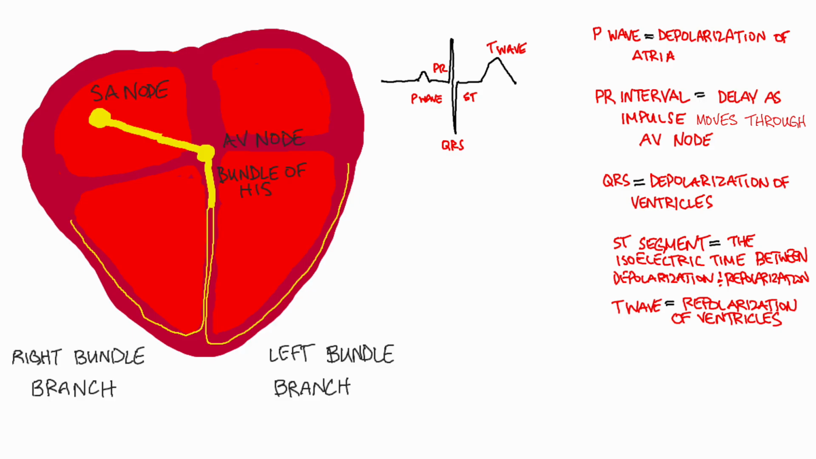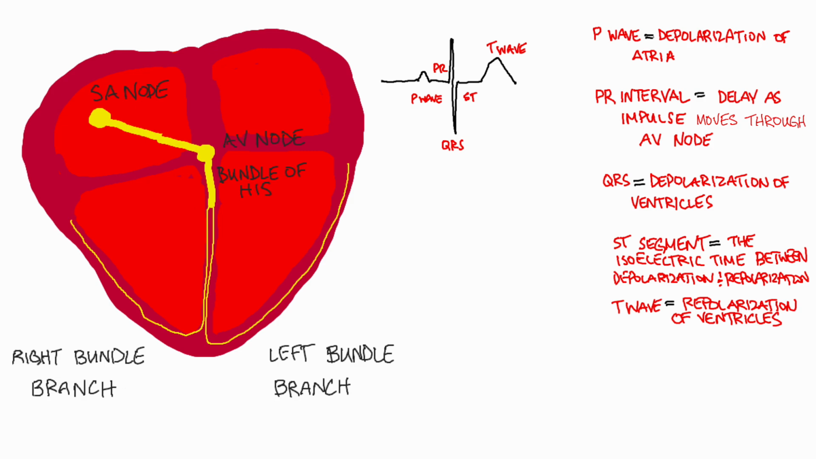It starts at the sinoatrial node, causing depolarization of the atrium. It then passes to the AV node, then to the bundle of His, and then through the right bundle branch and the left bundle branch, which depolarize the right and left ventricles. When you look at the EKG lead, you see a P wave. The P wave is associated with the depolarization of the atria.